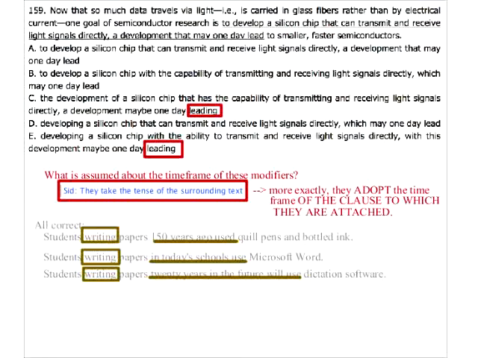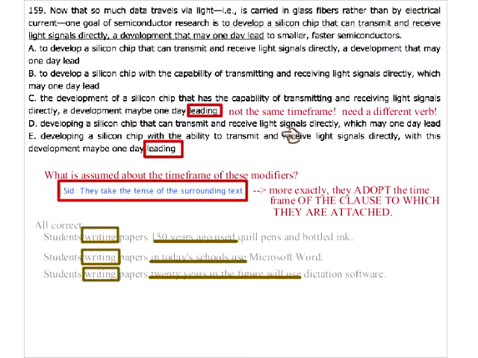Okay, so the problem, though, is that this is not the same time frame. You need a different verb. Because even though it says one day, you can't use leading with ing here. Because the implication of leading is that it's happening right now. The rest of this is in the present. One goal of semiconductor research is to do this, a development leading to this. Even though it says one day, the use of this modifier is incorrect.